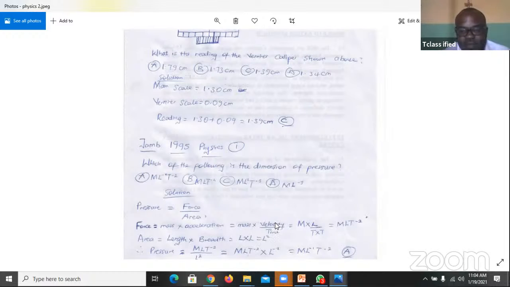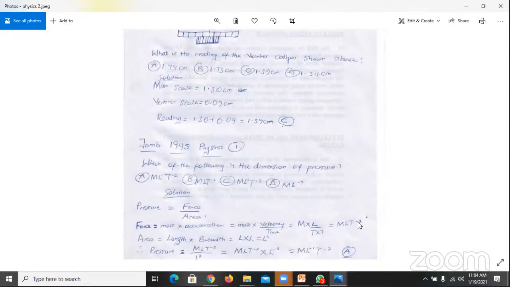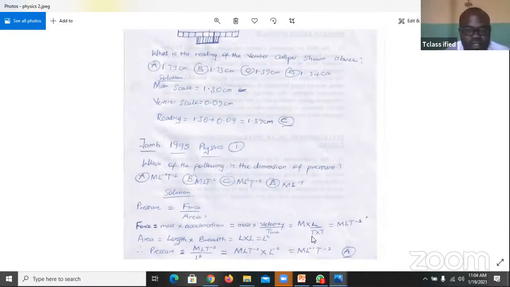Okay. So this is representing velocity. And we already have our time here before. So we have this very time. So we have ML over T squared. So that gives us MLT raised to power minus 2. Good. Because of this, isn't it?